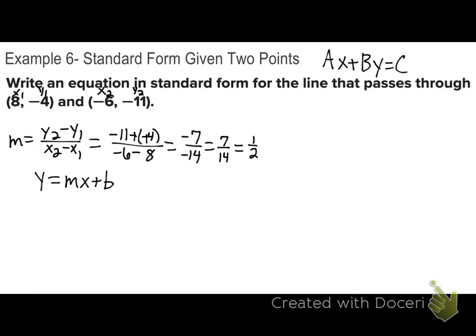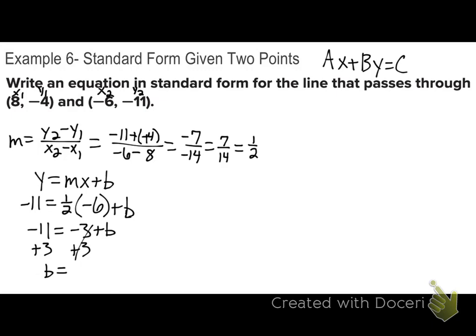So what am I plugging in for y? -11. What am I plugging in for m? 1/2, right? My slope. What am I plugging in for x? -6, the x value from the ordered pair. And now I'm trying to find b. What's half of -6? -3. How would I get b by itself? Add 3. -11 plus 3.